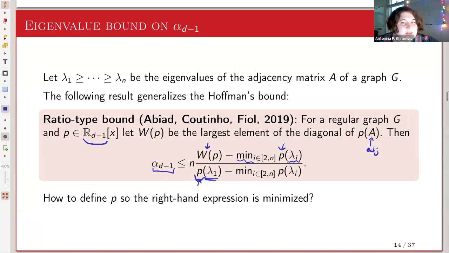So the theorem just states that we can choose any p and the bound will be correct. But of course, we want to minimize the right hand as much as possible. So you probably want to choose p in some good way. So yeah, for d equal to 3, this is actually done in the same paper by Abiad, Protein, and Fiol in 2019. And for d equal to 4, so for alpha 3, the result by Kavi and Newman.